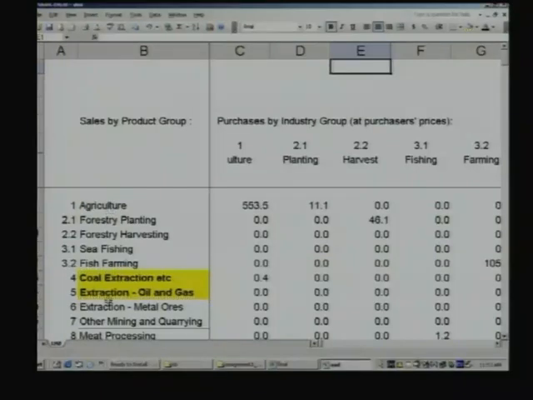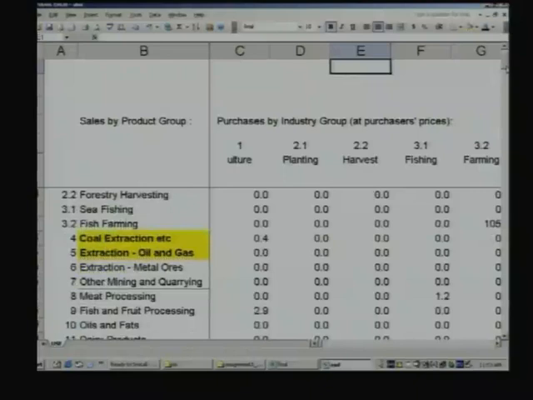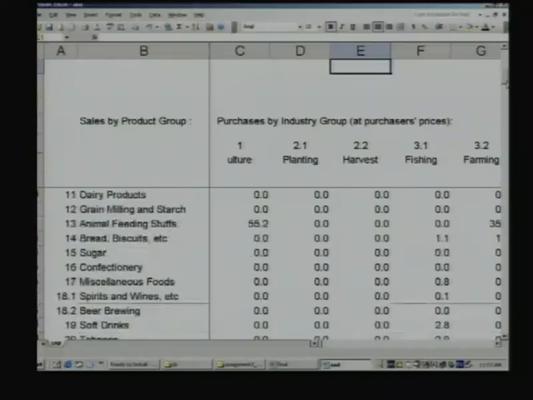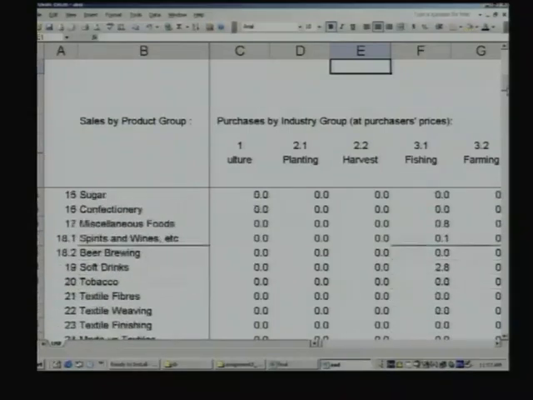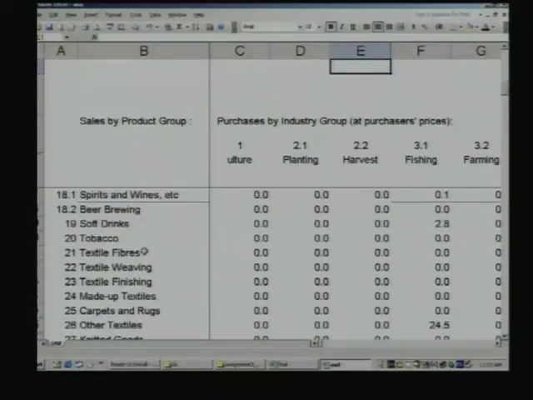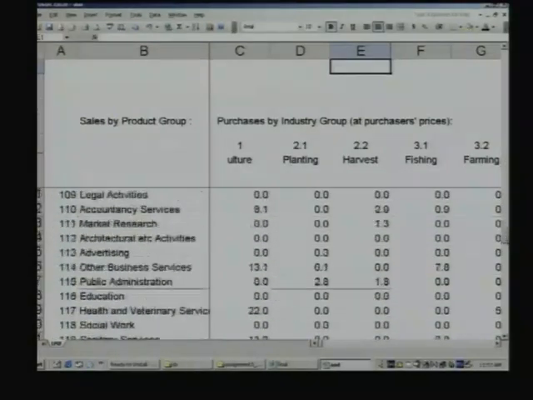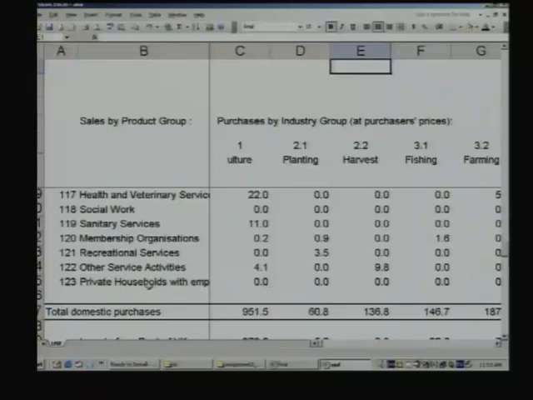Now, as you can see here, we have the various sectors: agriculture, forestry, sea farming, then extraction of metals. I will just scroll down and you can see the various areas that are available. Some sectors are energy sectors. A country produces tobacco, textile fibers, then carpets and rugs and stuff like that. The total number of sectors in this particular economy, as they have identified, would be something like 123.